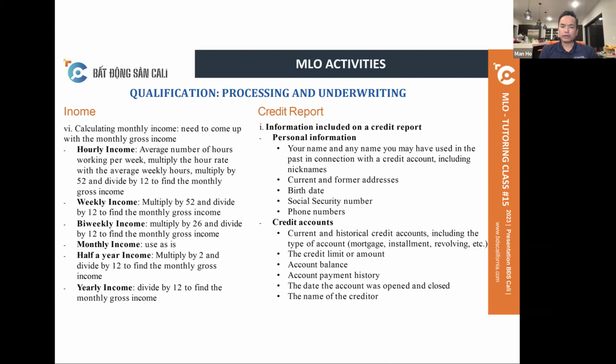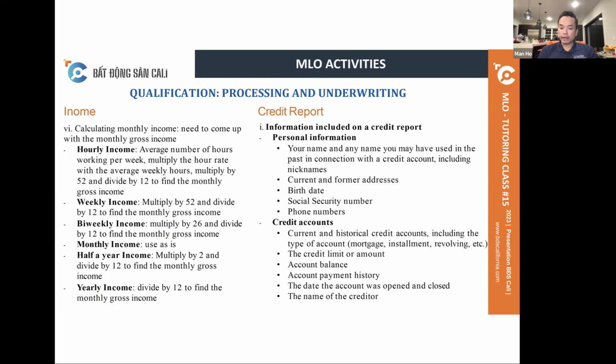Current and historical credit accounts, including the type of account. Is it a mortgage? Is it an installment? Installment is any loan that you take, including auto loan, student loan, personal loan. Those are eventually divided into installments. Then there are revolving accounts, revolving meaning credit card accounts, where you pay as you use, and it can accumulate interest. It can grow and grow if you use more, and shrink if you pay off.